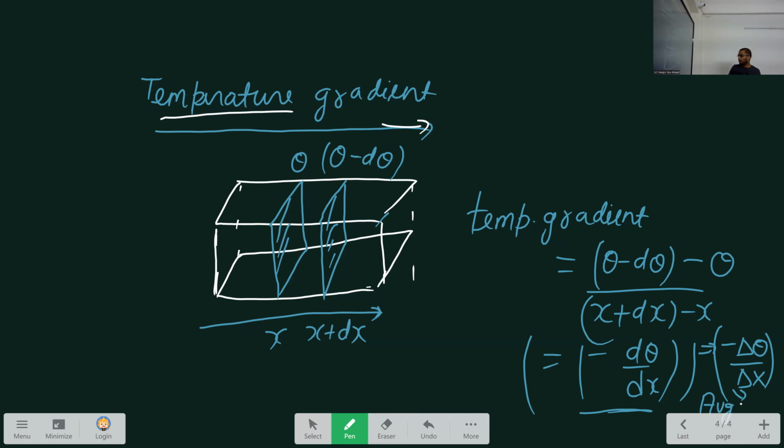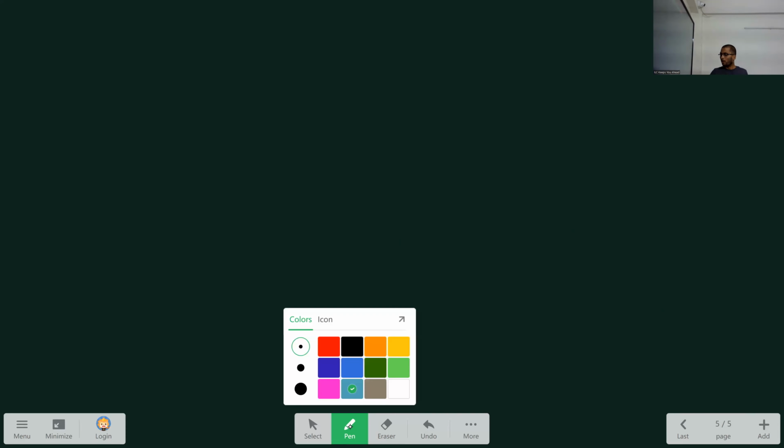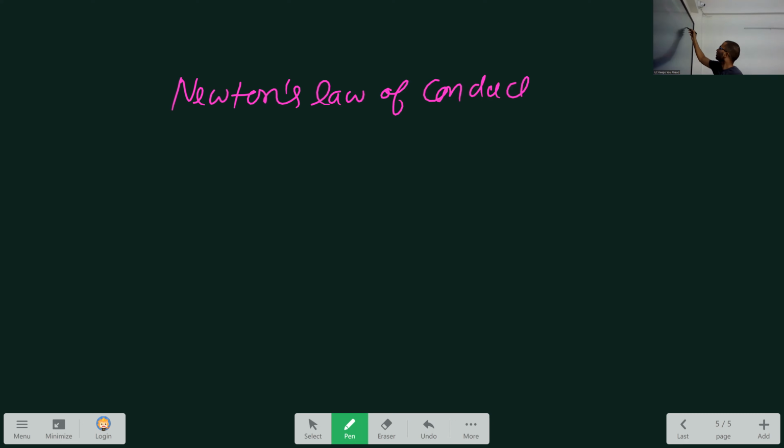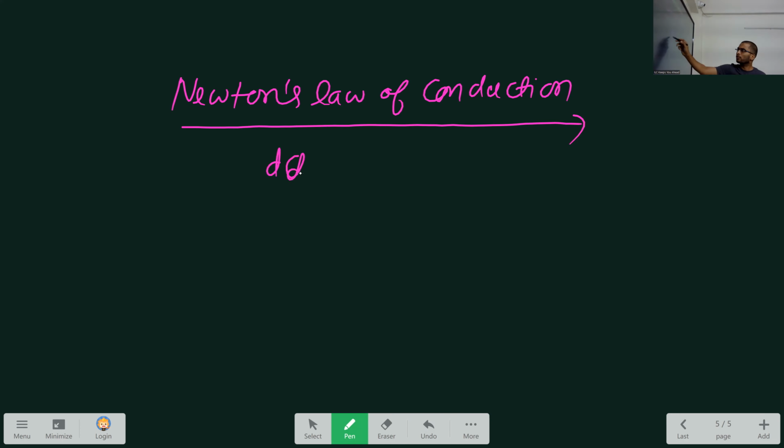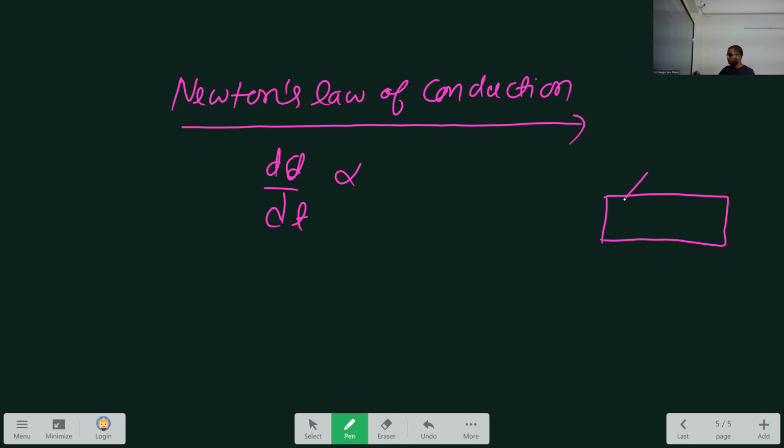Now students, let's study our law of conduction, that is called Newton's law of conduction. So please put down the heading Newton's law of conduction. Now what is Newton's law of conduction? Newton said that the rate of heat flow, notice that it is not the heat, it is the rate of heat flow, depends on something. First, suppose we are using a rod to transfer heat by conduction.